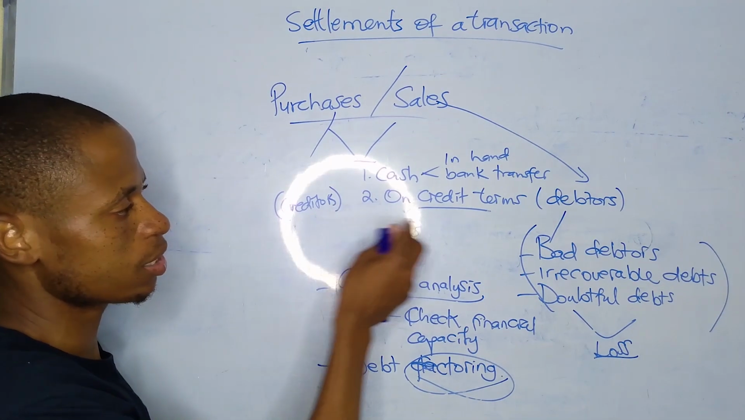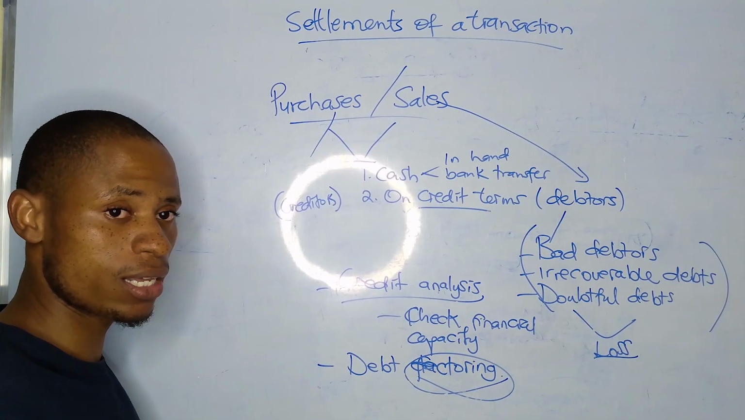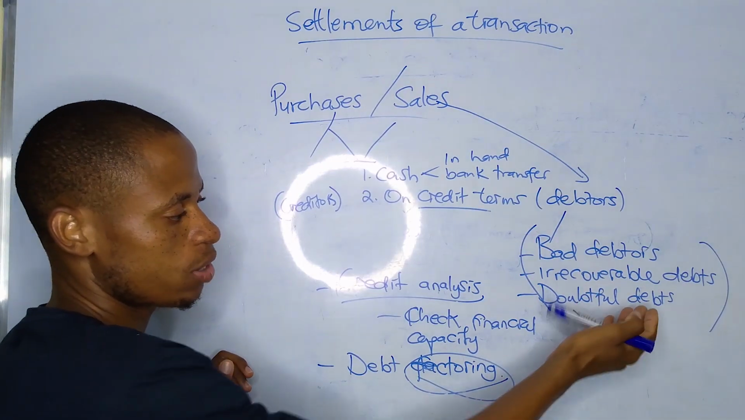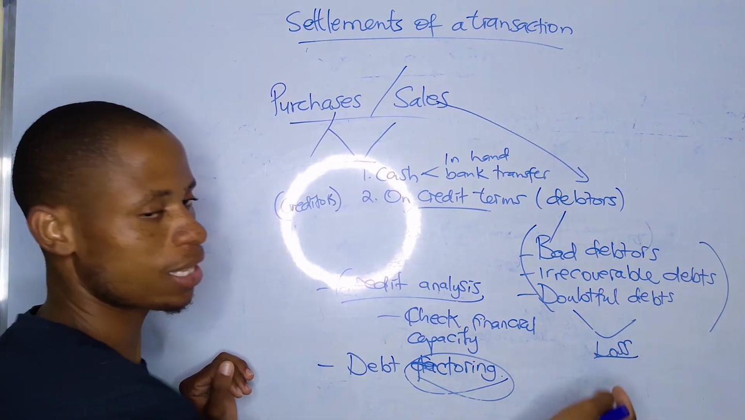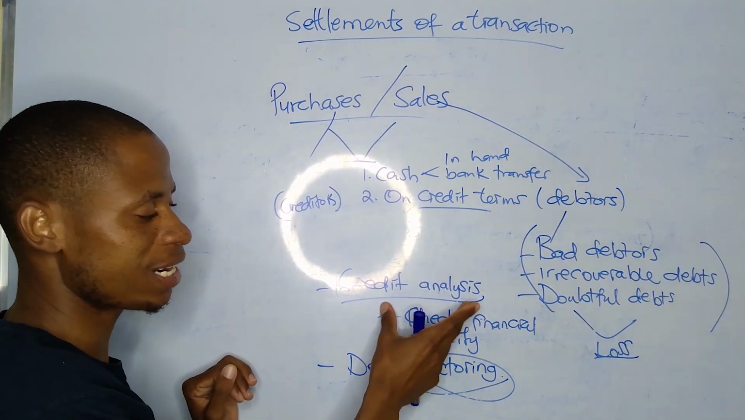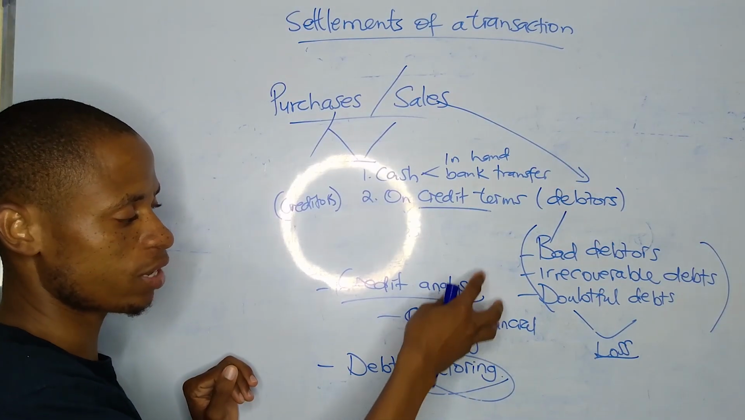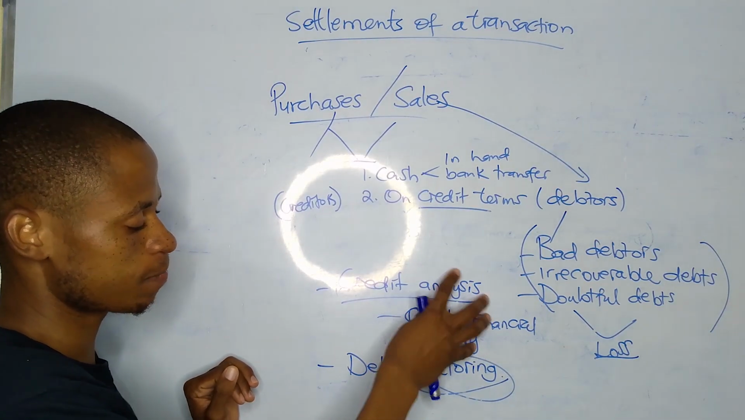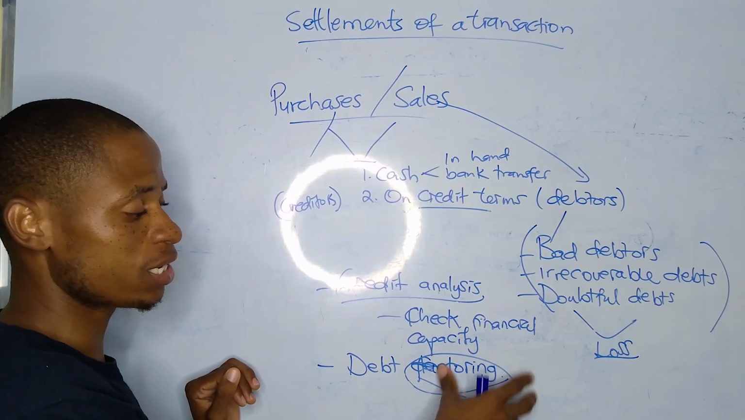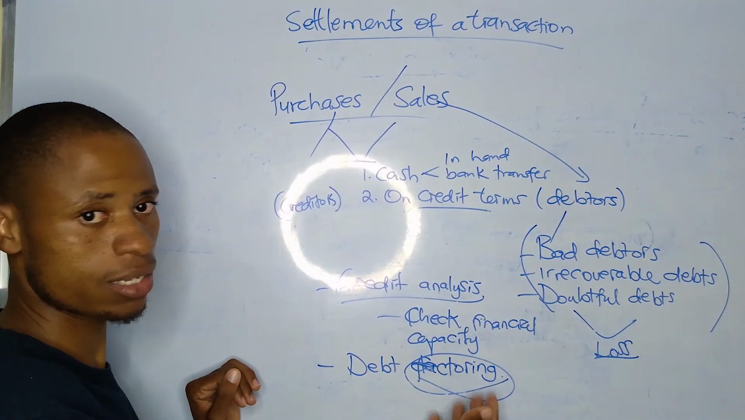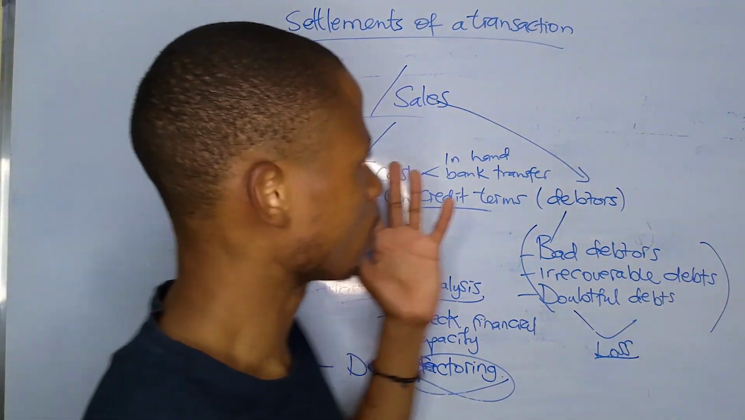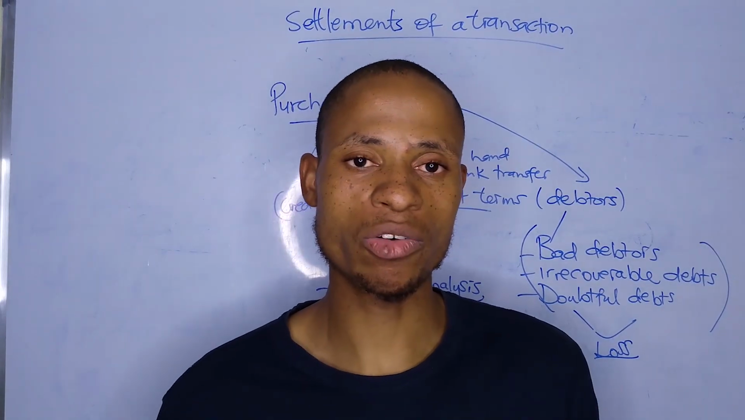Now, as time goes, if debtors have failed to pay back all the debts within the accounting period, they become bad debtors, also known as irrecoverable debts or doubtful debts, which is a loss to the business in their income statement. And then to avoid bad debts, businesses should do a thorough credit analysis to check the financial capacity of the customers, if they can manage to pay back their debts. They can also use debt factoring, whereby a third party is used to collect all the debts, and they agree to take a certain amount from the debts if the debt has been collected, and then they pay the rest to the business. So this is about settlement of business transactions through purchases and sales.